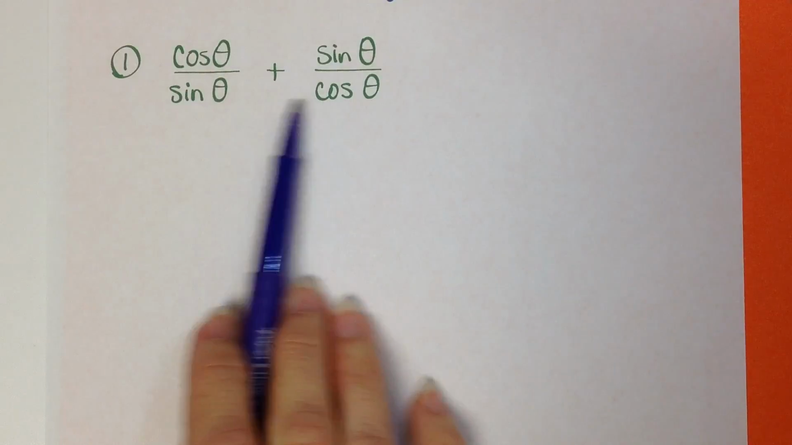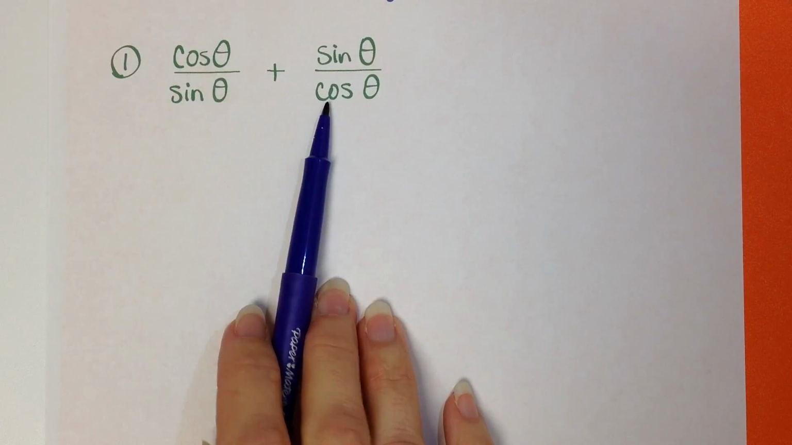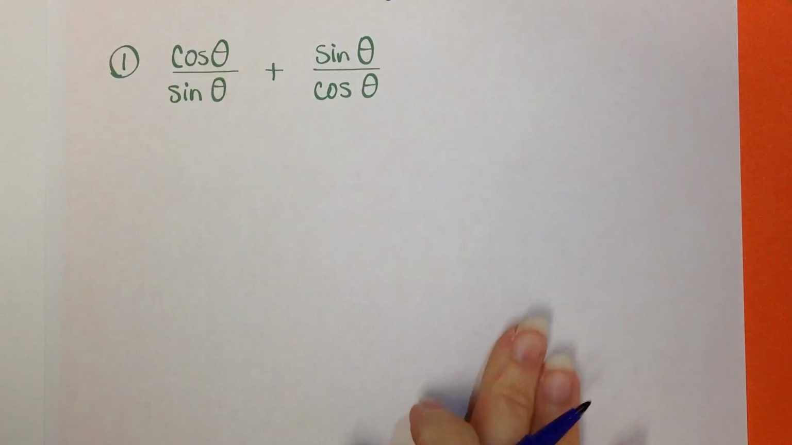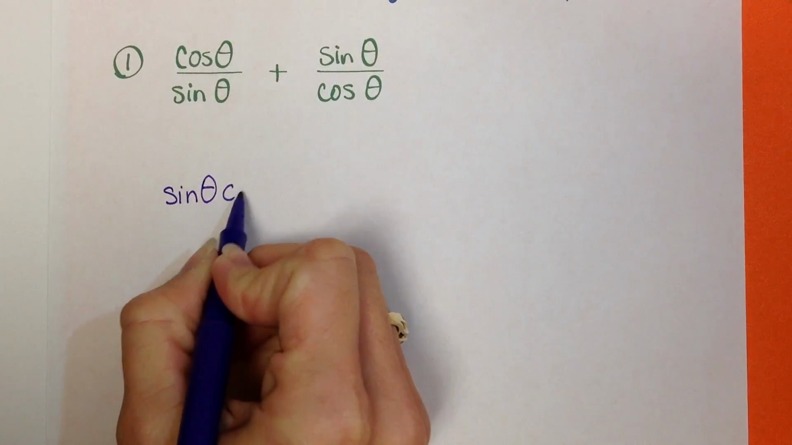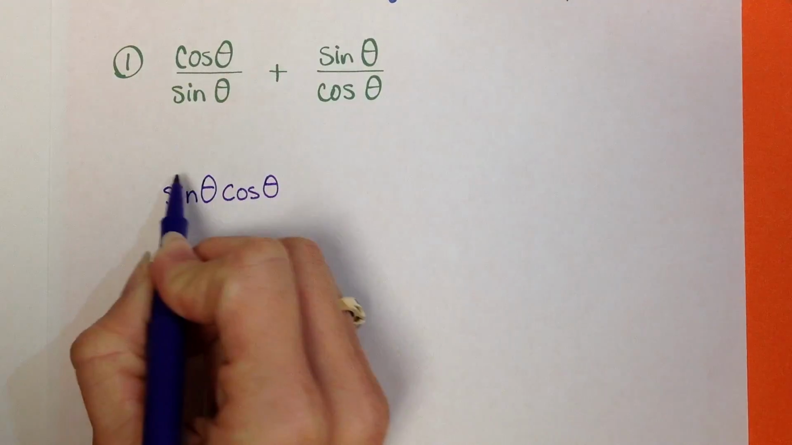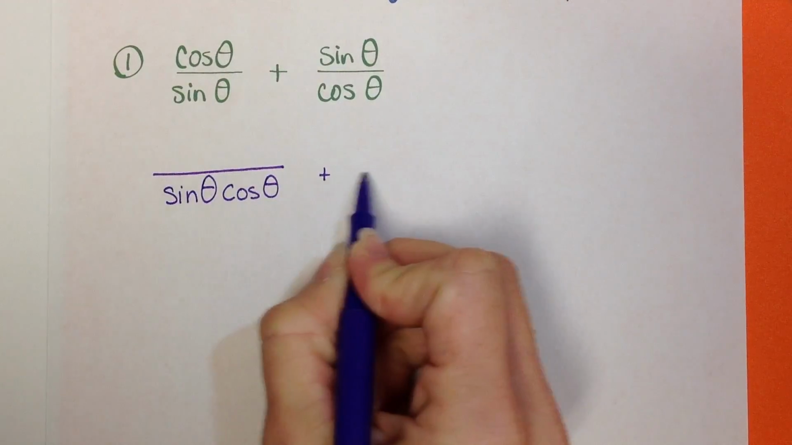So I need to just simply multiply these together to get my common denominator. So that's just going to be sine times cosine. Of course, you can just write them side by side. That indicates the multiplication.